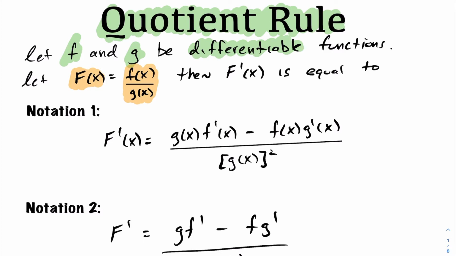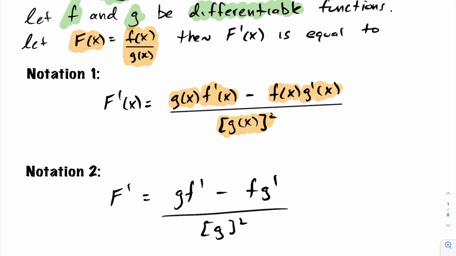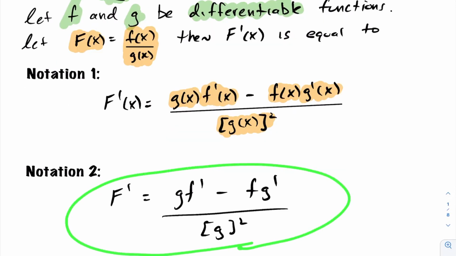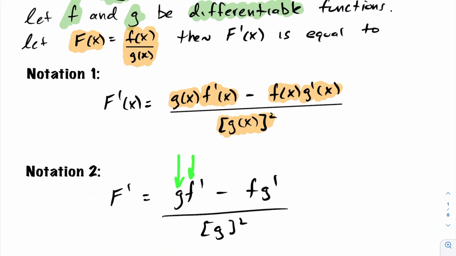derivative of f at x divided by g at x is equal to the bottom, in this case g at x, times the derivative of the top, which is f prime at x, minus the top, times the derivative of the bottom, divided by the bottom squared. Alternatively, you can also express it without the x's and just write it as bottom times derivative of top minus the top times the derivative of the bottom over your bottom squared. So let's take a look at a proof of the quotient rule.